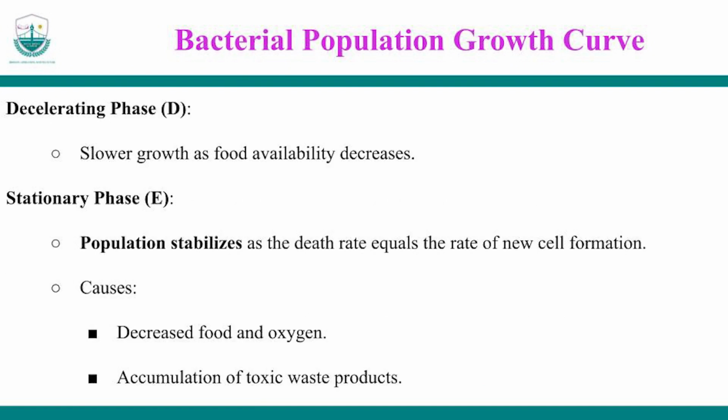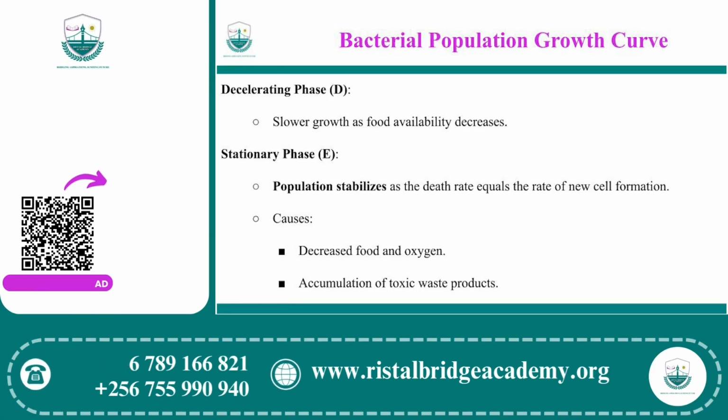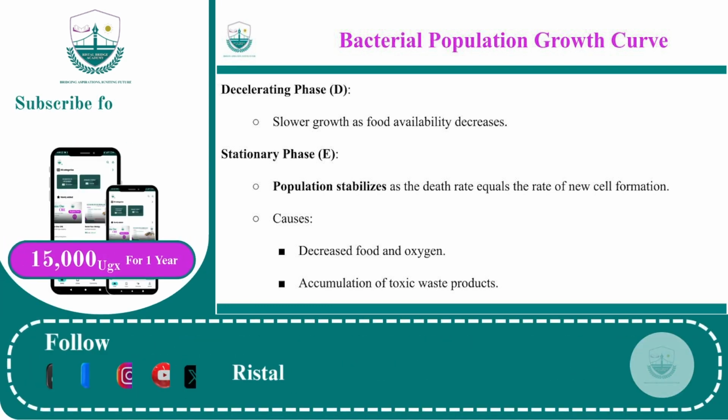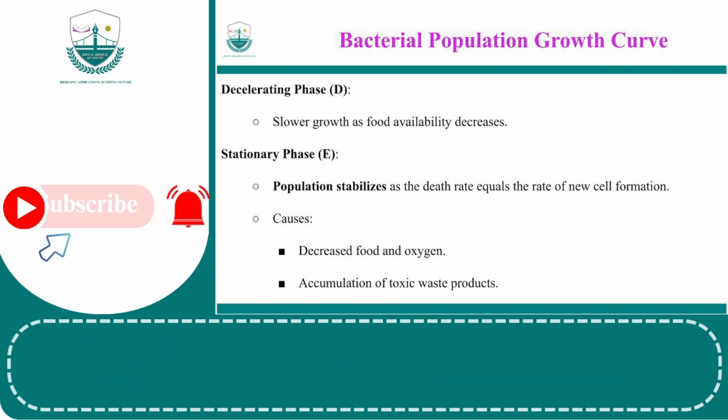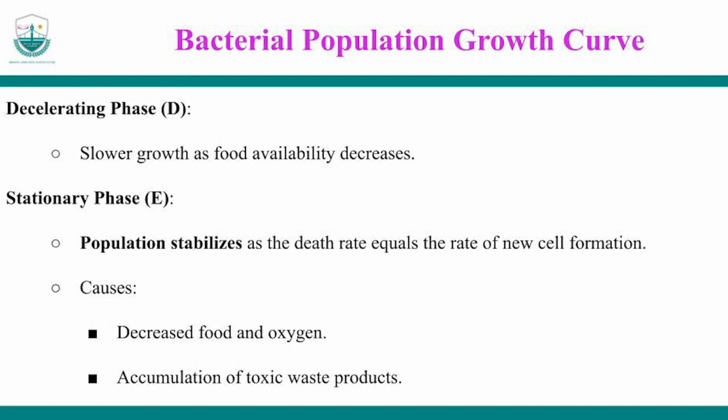And then you have the decelerating phase. The growth is slower because the amount of food is declining. And then you move to the stationary phase where those that are growing and those that are dying are equal. So you don't have an increase or a decline. And what causes this is that the food is declining together with the oxygen, but also the toxic products are there that cause this death.